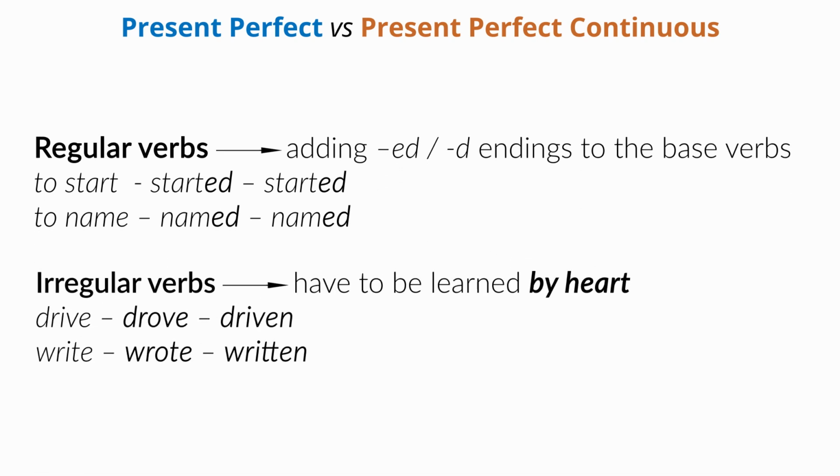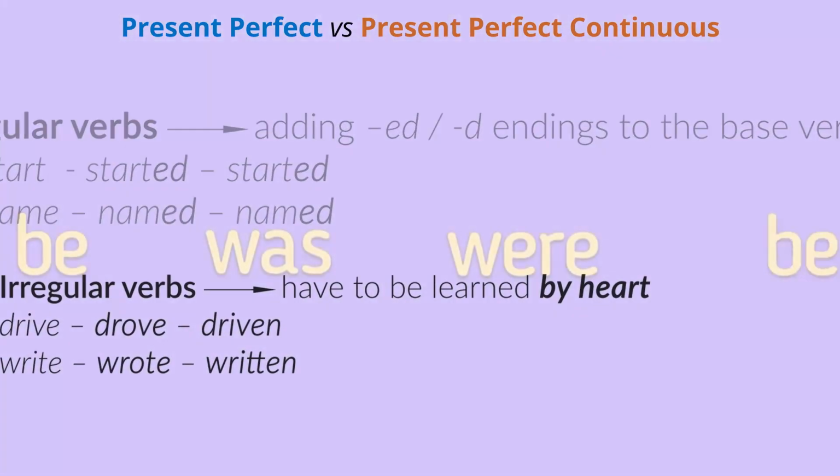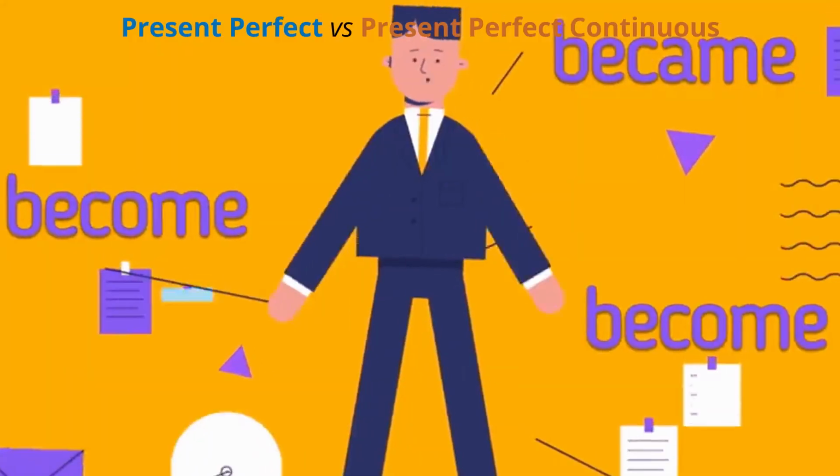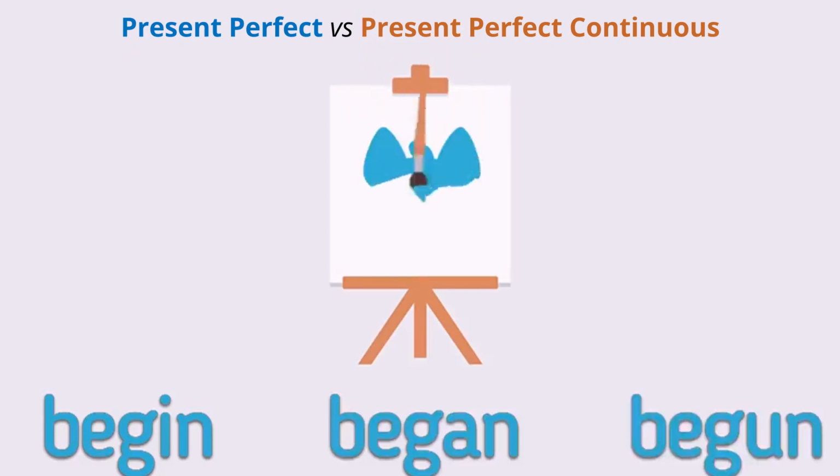Irregular verbs do not have rules for the formation of their forms. They just have to be learnt by heart. For example, drive, drove, driven. Write, wrote, written.